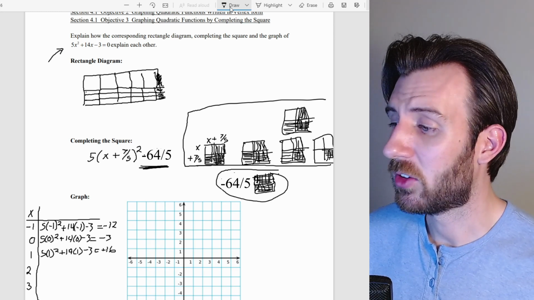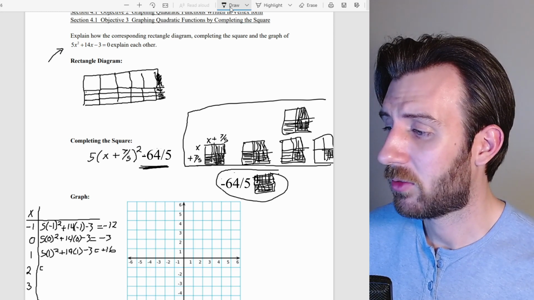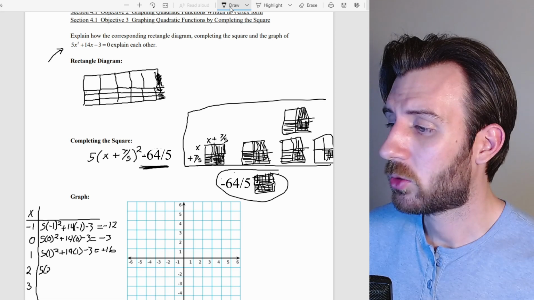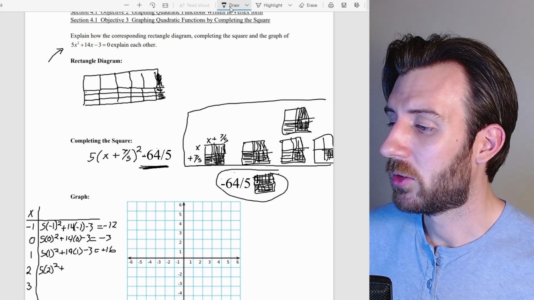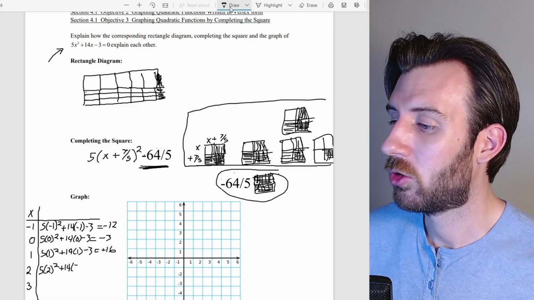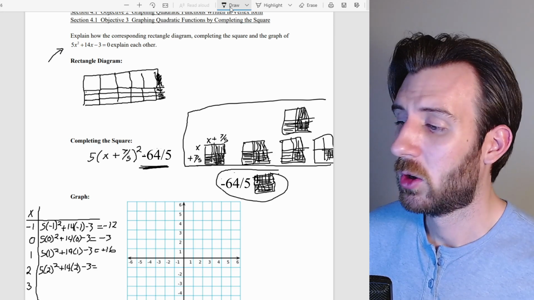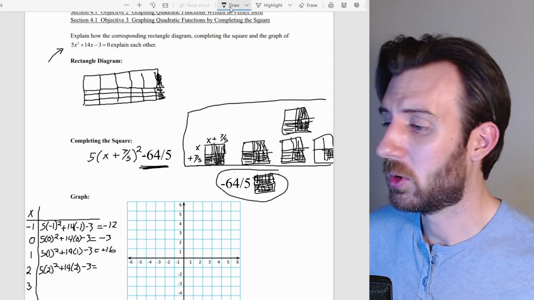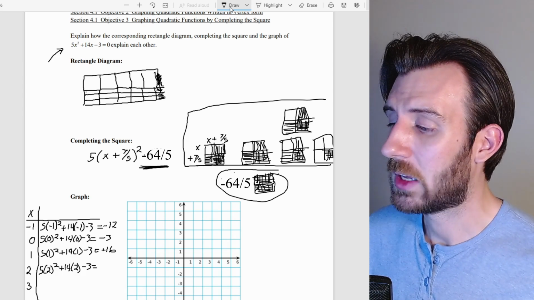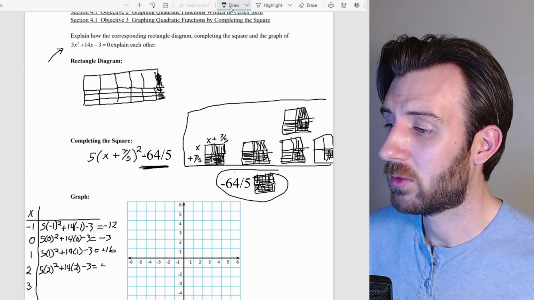And then for 2, I believe this is going to grow even faster. So we actually have 5 times 2 squared plus 14 times 2 minus 3 would be equal to, 5 times 2 would be 20, plus 28 would be 48, minus 3 would be 45.